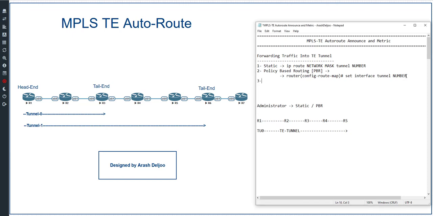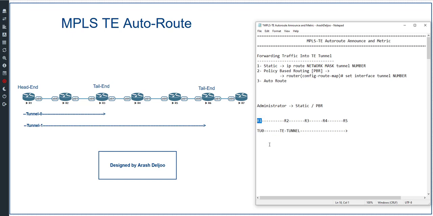The third method's name is Autoroute. Now you can understand that the Autoroute is another feature, or function, for forwarding traffic into the TE tunnels. When you are using the Autoroute with its commands, and after that you configure, for example, tunnel 0 on R1, automatically we can see this tunnel 0 in the routing table of R1, without configuring a static route or PBR.